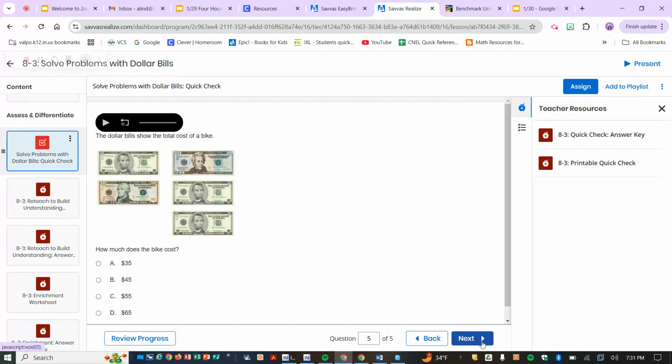And finally, number 5, the dollar bills show the total cost of a bike. How much does the bike cost? This one is straight addition. Take your time, count on, and choose carefully.